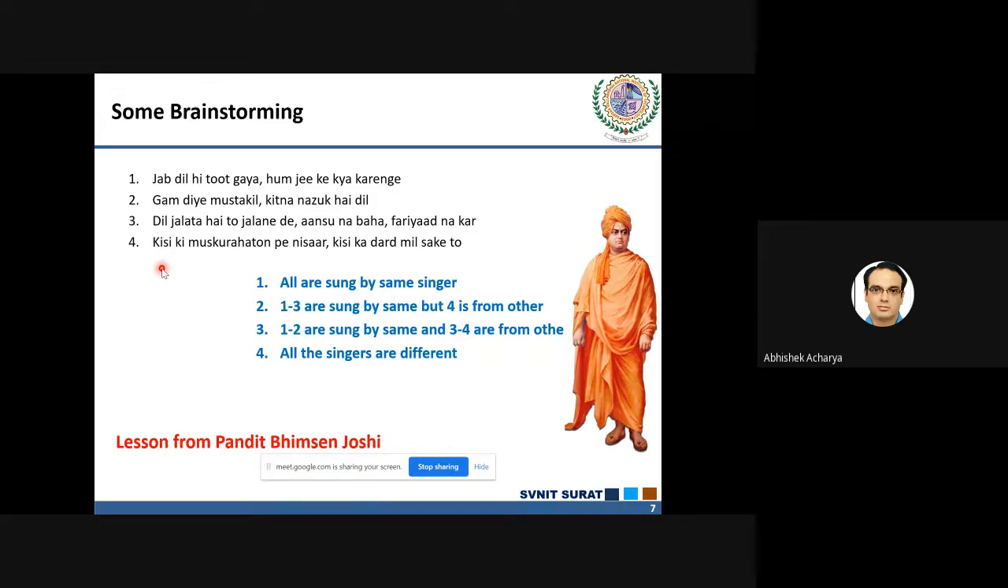I would like to play these songs one by one, maybe for 10 or 20 seconds. My question to you is to try to identify who the singer is, or how many songs have been sung by the same singer. This is what you have to identify. So let me play the first song, Jab Dil Hi Toot Gaya. It will take some time. Please bear with me.